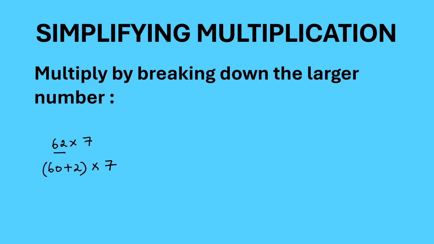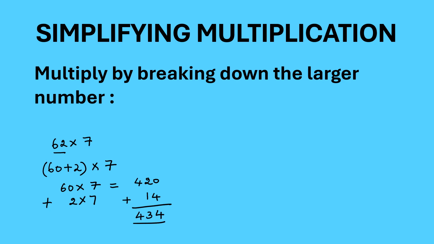So the problem becomes 60 times 7 plus 2 times 7. 60 times 7 gives you 420 and 2 times 7 gives you 14. So when you add these two, you get 434, which is your final solution.